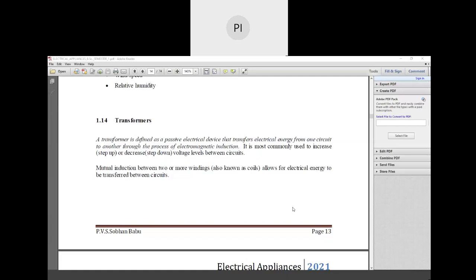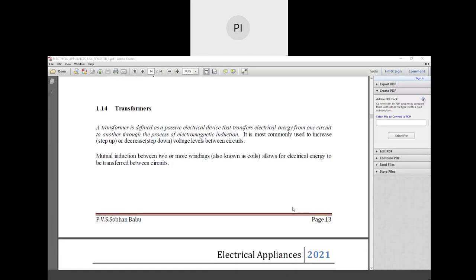A transformer is defined as a passive electrical device that transfers electrical energy from one circuit to another circuit through the process of electromagnetic induction. Whenever there is a change in electric field, automatically there is a magnetic field. That magnetic field transfers that electrical energy to another coil. It is most commonly used to step up or step down voltage levels between circuits.